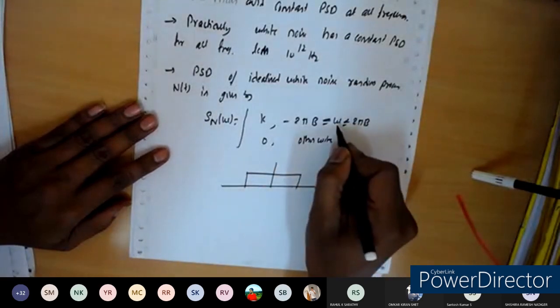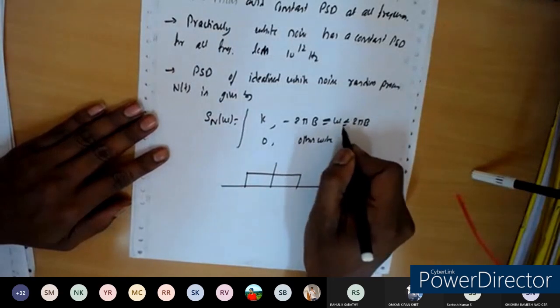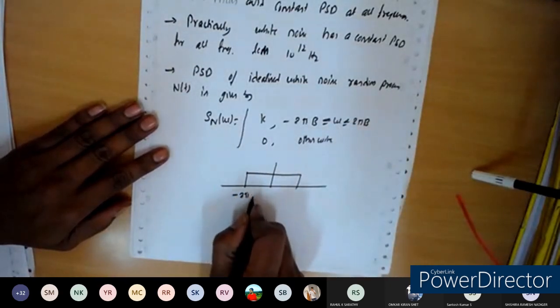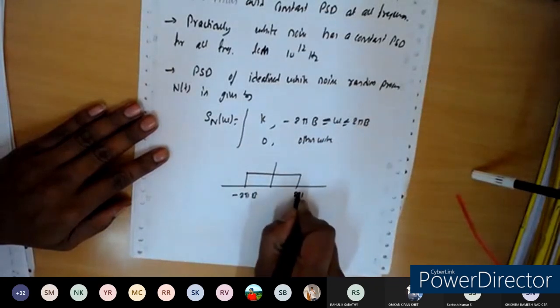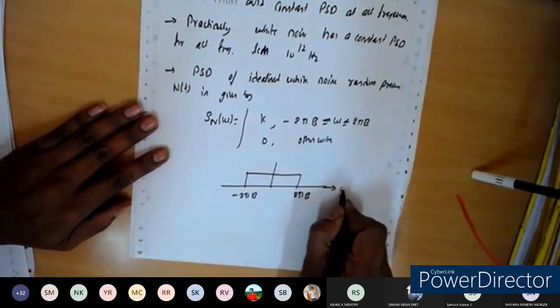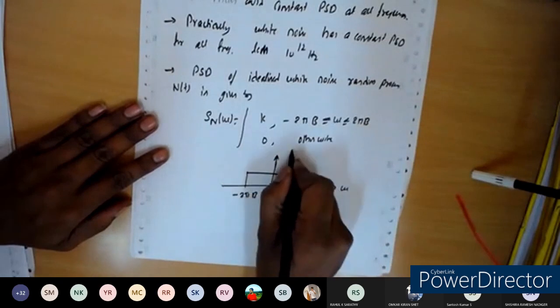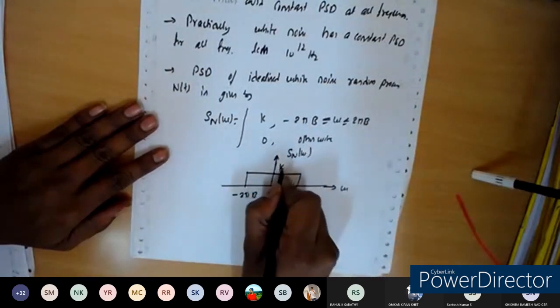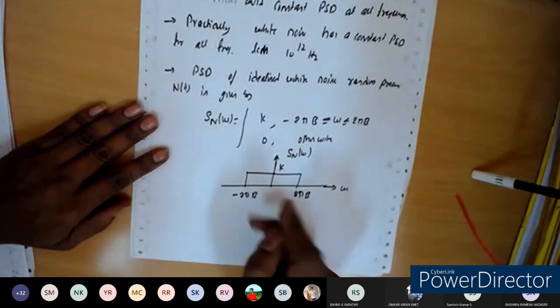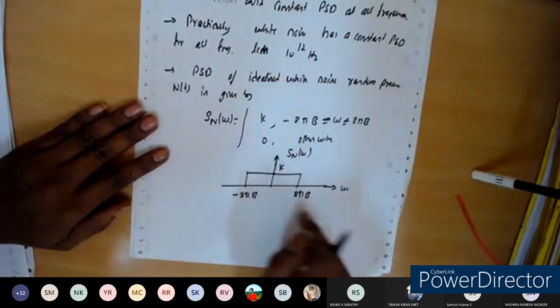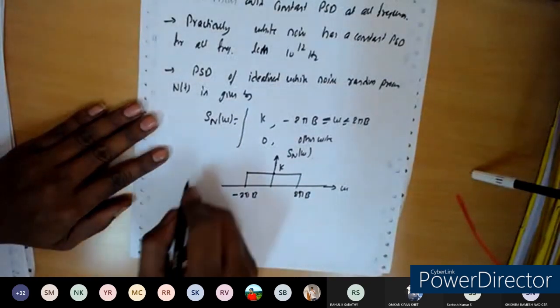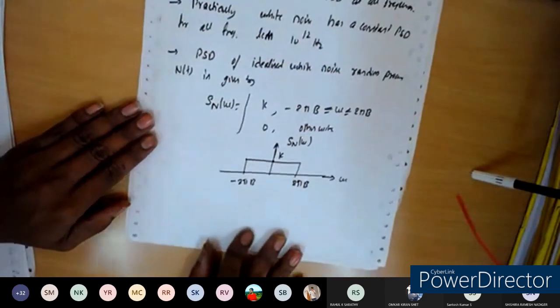Since omega is the angular frequency, it is going to vary from minus 2 pi B to plus 2 pi B. This is the angular frequency, and this is the Sn of omega. This value will be equal to K, uniformly distributed between these two frequency ranges.